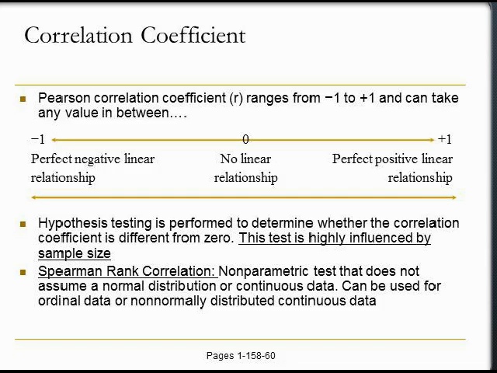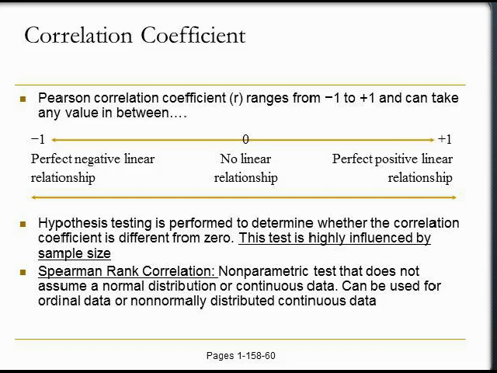And this test is highly influenced by sample size. That means if you have 100 samples in a correlation analysis, it's really hard not to find a statistically significant relationship between those two variables. So the larger the sample size, the easier it is to find a relationship. Your R value might be really small, 0.2, and you still have a statistically significant relationship. So evaluate with caution when we're looking at correlations between two variables in which we have a pretty large sample size.